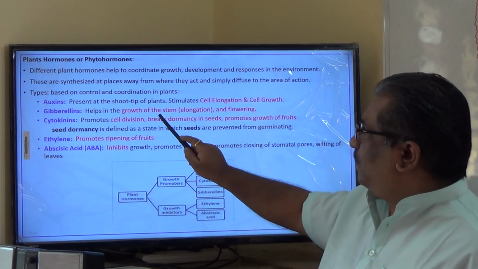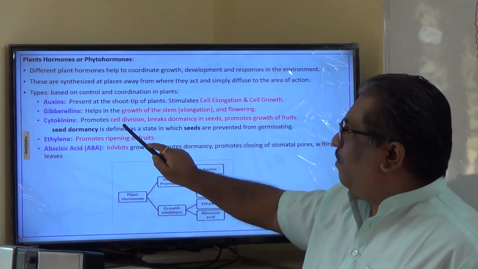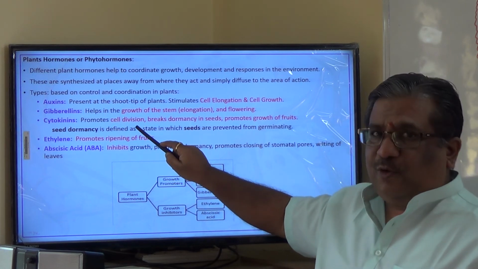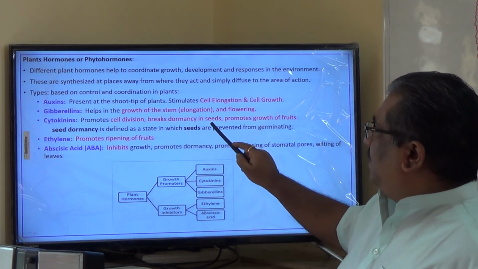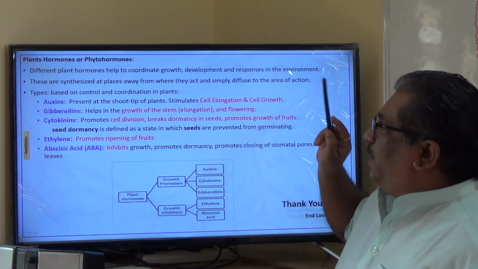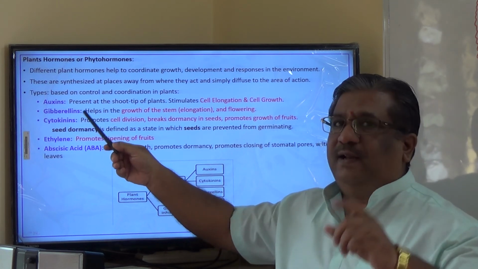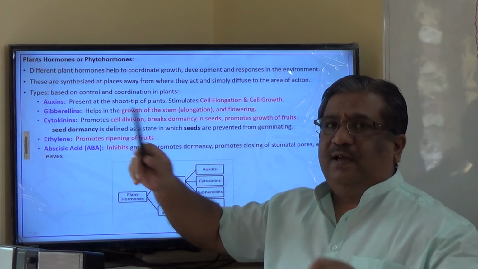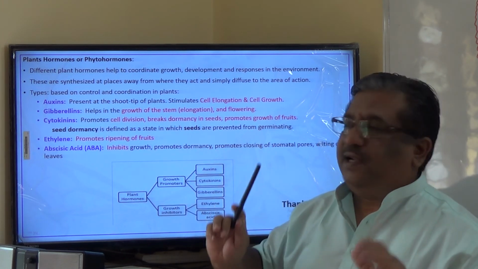which helps in the growth of the stem and flowering. And cytokinin promotes cell division, which is most important. Apart from this, if you want, breaks dormancy in the seeds, promotes growth of the fruits, you can add. But first thing: cell division, cytokinin; cell elongation, auxin; stem elongation, gibberellin. This should be kept in mind.